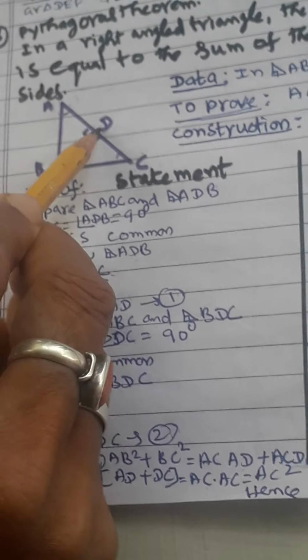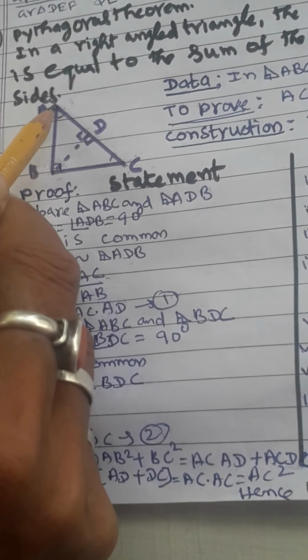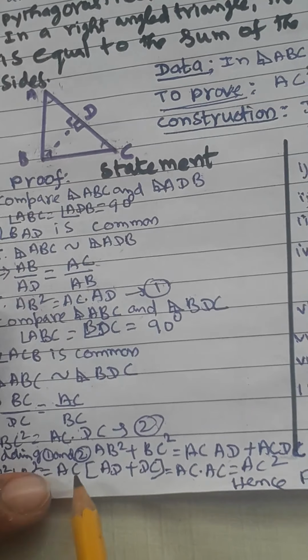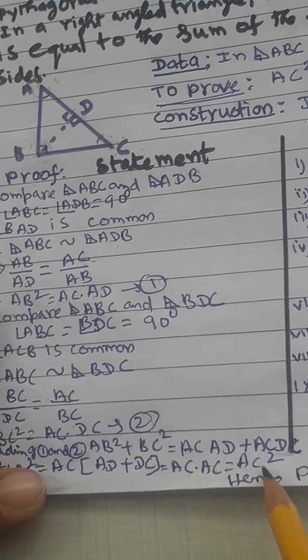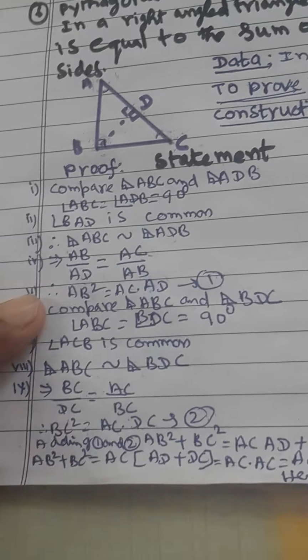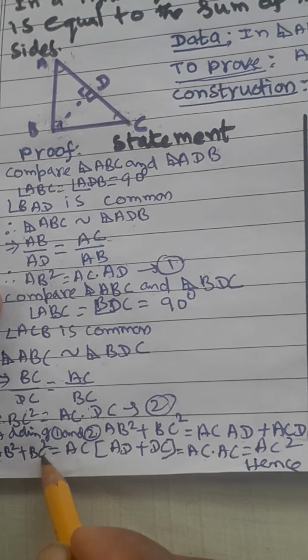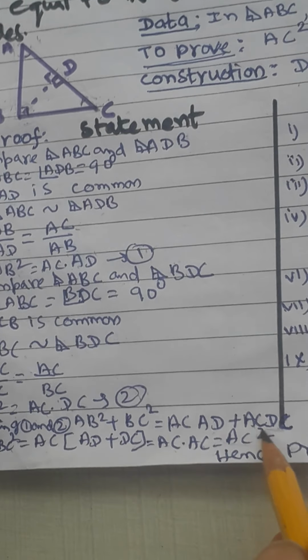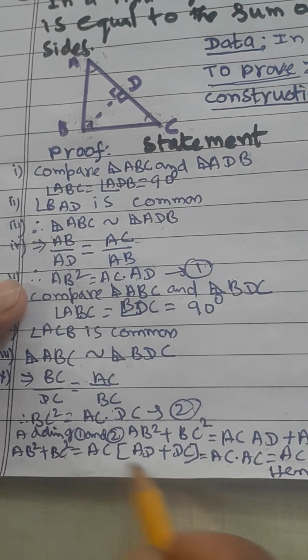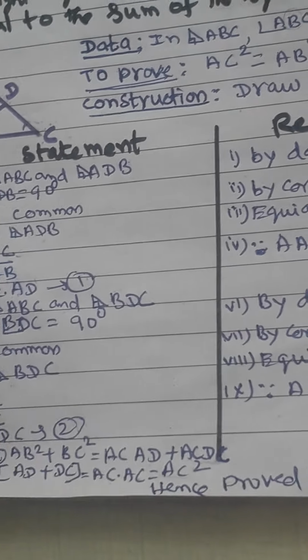So AD and CD, if you join both, you will get AC only, isn't it? So AC into AC, you will get AC square. Hence AC square is equal to AB square plus BC square. This AC square is the hypotenuse. Hypotenuse square is equal to the sum of the squares of the other two sides. So according to Pythagoras theorem, we proved, hence it is proved.